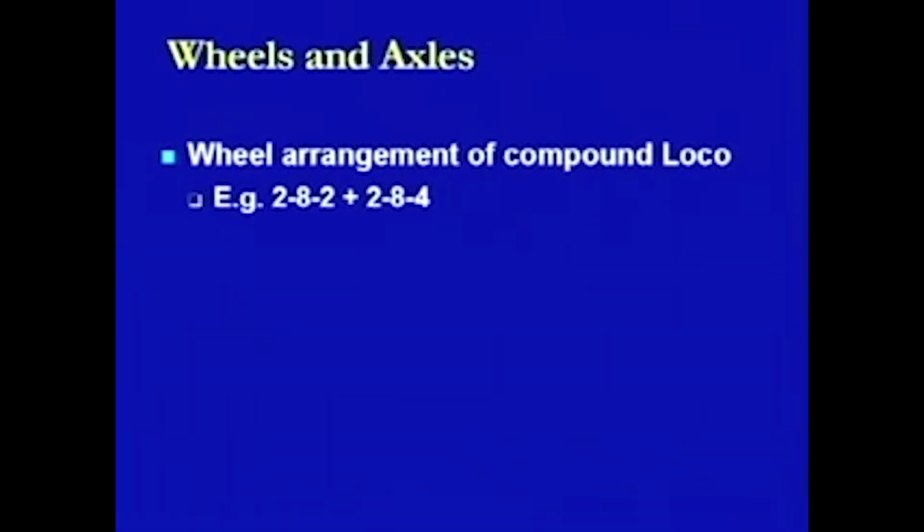Here is an example of that compound locomotive where two locomotives of condition 2-8-2 or 2-8-4 have been joined together to haul the traffic, the passengers or the freight. Again, if we go by the Whyte system of classification of the wheel configurations, then 2-8-2 means we have two front wheels, 8 central wheels, and 2 trailing wheels in the case of the first locomotive, whereas in the second locomotive we have 2 front wheels, 8 central wheels which are driven for the movement of the locomotive, and then 4 trailing wheels.